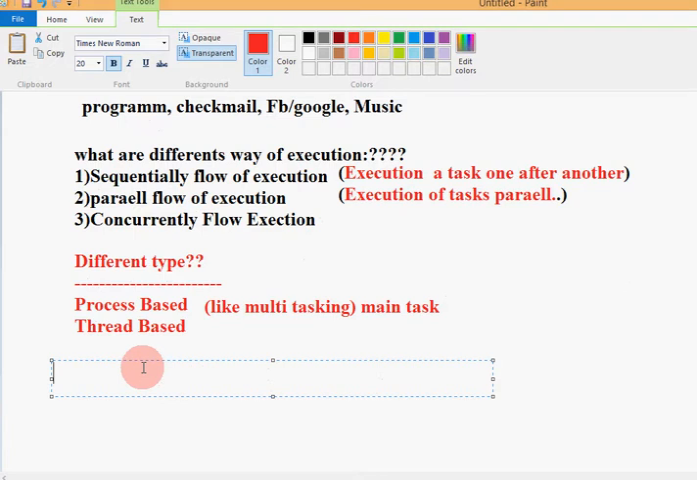Then the question is, what is a thread? A thread is basically an independent sequential flow of execution. It executes sequentially, one after another. In a single JVM, we can create multiple threads to have multiple independent flows. You can call this the definition of a thread.